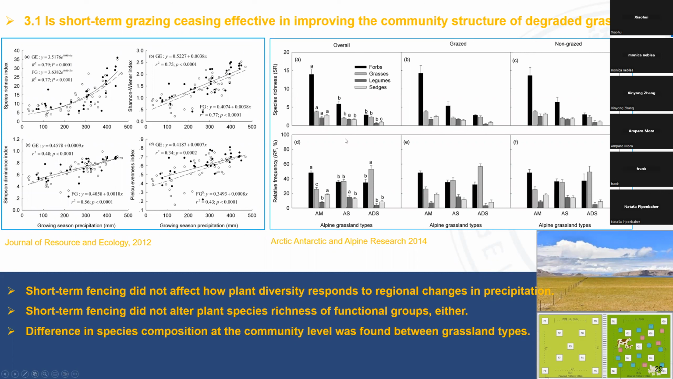And the figure on the right shows the species richness at functional group levels: forbs, grasses, legumes, etc. We didn't find a difference between fenced and grazed plots, and the difference just appears between different grassland types. AM means alpine meadows, AS means alpine steppes, and DS means desert steppes. So this figure tells us short-term fencing is not effective in affecting plant community structures at functional levels.